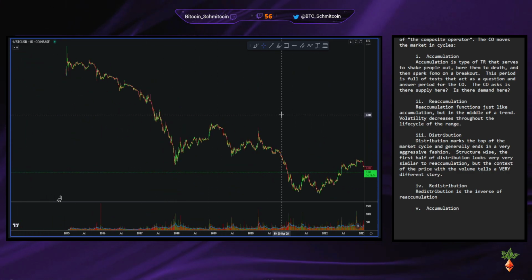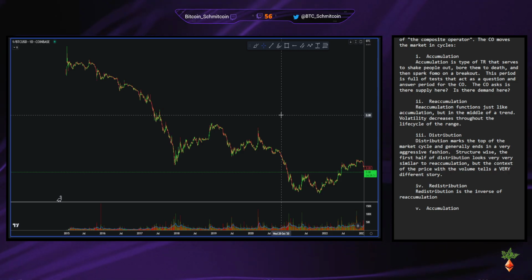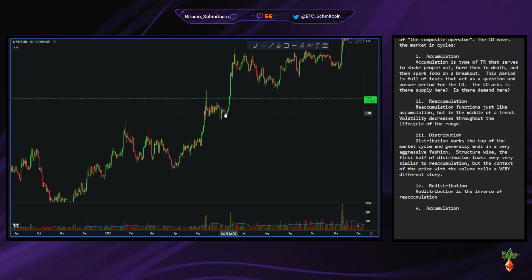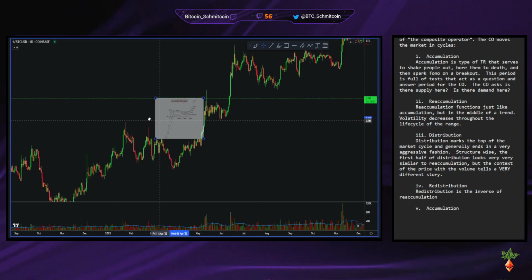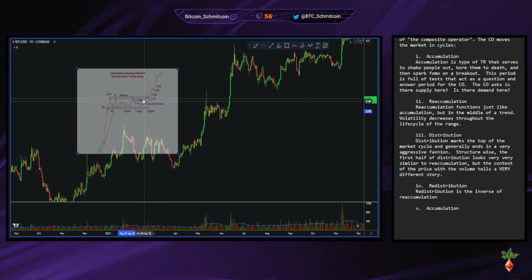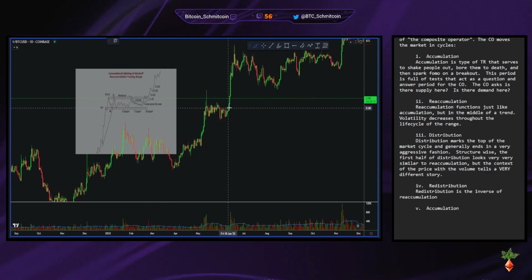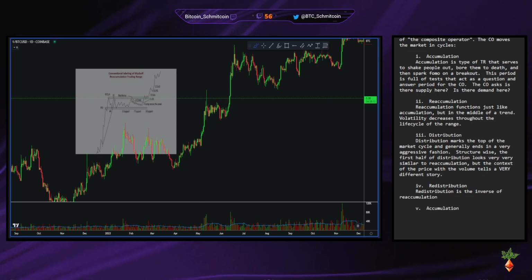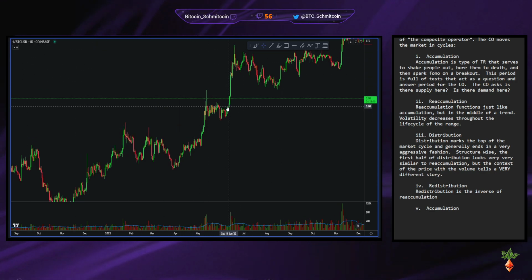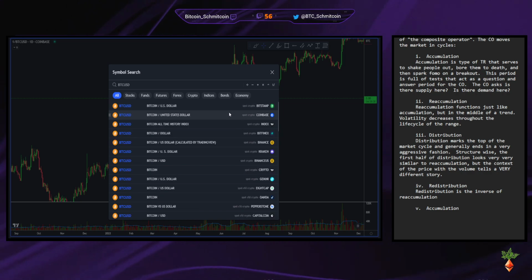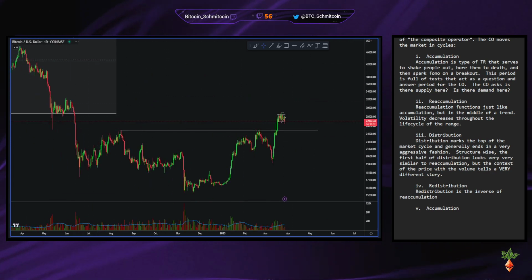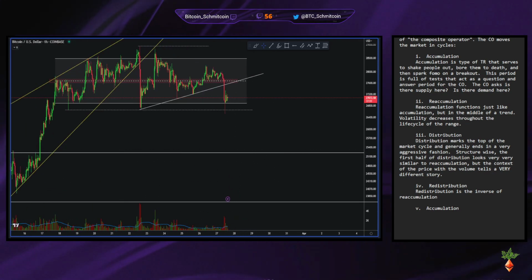Oh, this is going to be confusing. How do I find this? Okay, so we are here. This looks like reaccumulation, right? This is an inverse chart, by the way. Looks like this, but just upside down. And then accumulation is just rinse, repeat.